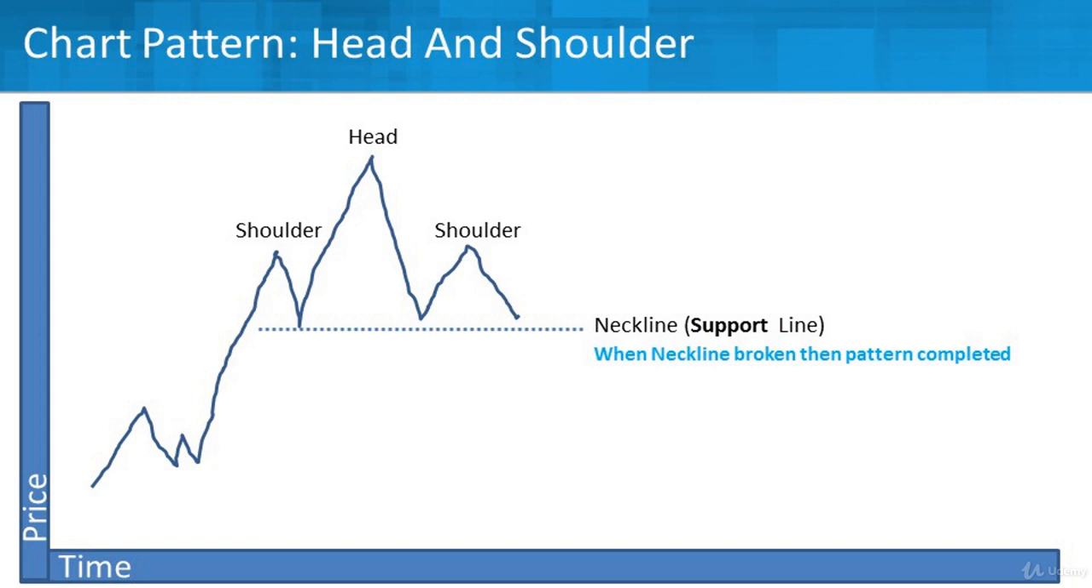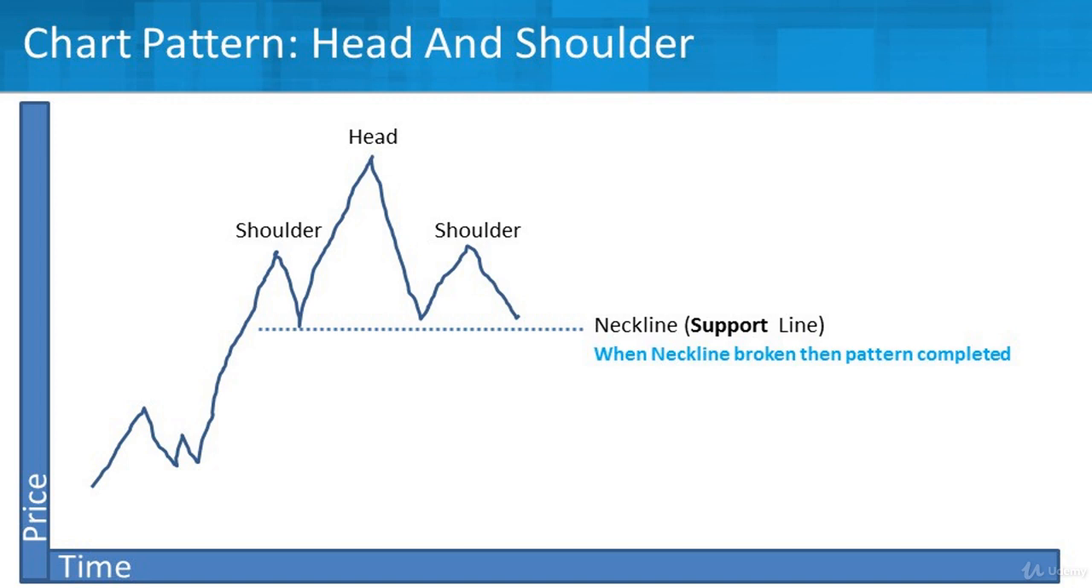Now we're on our right shoulder, and then it hits the shoulder and then comes back down to the support line. The key with this is the shoulders will be about the same. If it doesn't rebound to that shoulder, you're not in a head and shoulder situation. And if it goes past the shoulder, you're not in a head and shoulder situation.